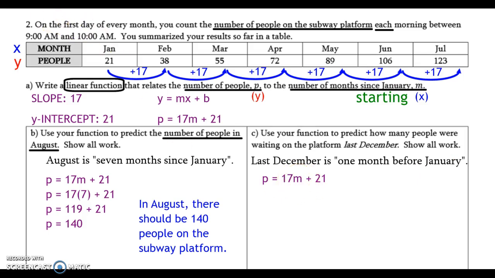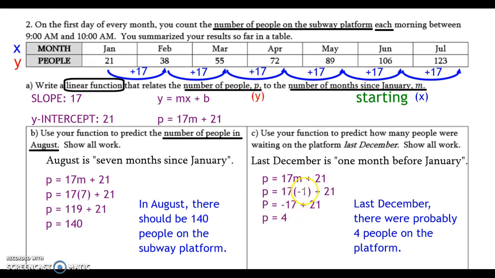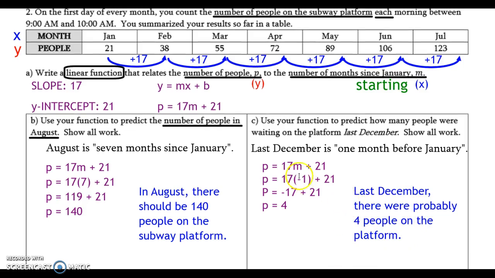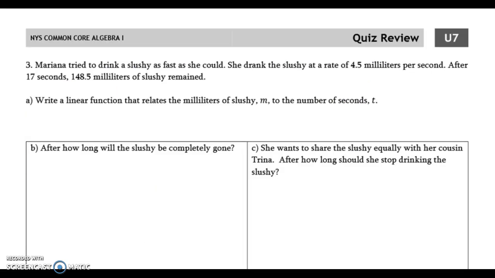Here's my work. So there it is. I know that -1 substituted into this equation, this function, is going to give us 4 as our p-value, which means last December there were probably 4 people on the platform. Again, we're using probably because this is a prediction. Let's take a look at the next problem.